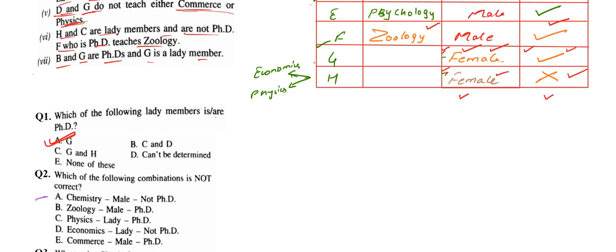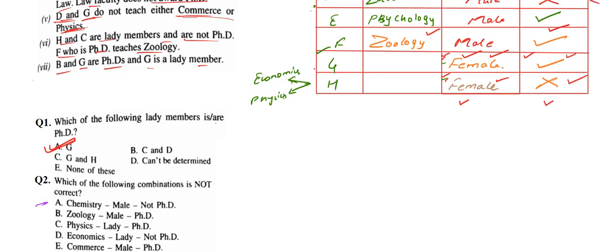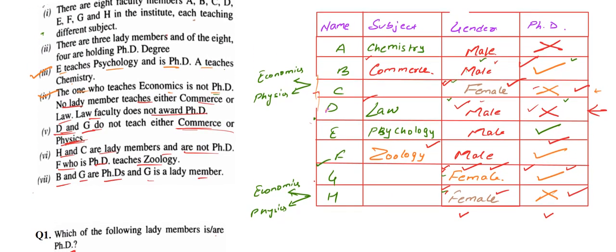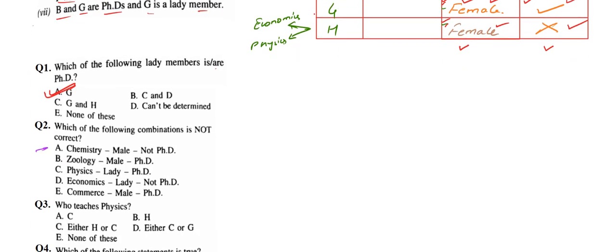So first option is chemistry, male, not PhD. So let's check chemistry. A is teaching chemistry, male, not PhD. So option A is a correct option, but we need a not correct option.